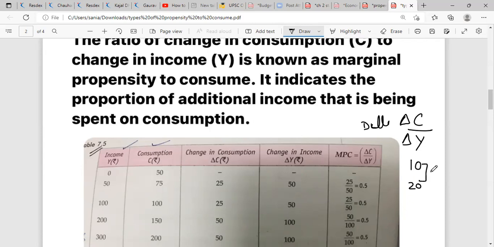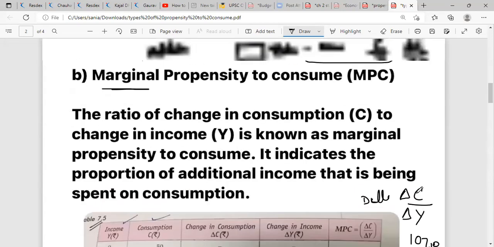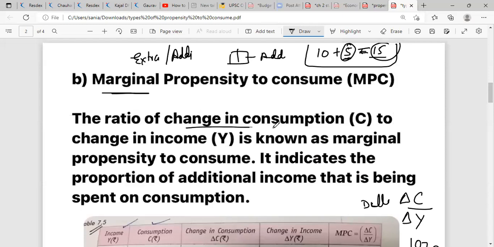So you will say, ma'am, 10 rupees. Right? Additional, you got 10 rupees. That's why your income is 20 rupees now. So this is marginal: the ratio of change in consumption to change in income. Earlier, it was only consumption and income, but here it is change in consumption and change in income. This is known as marginal propensity to consume. It indicates the proportion of additional income, meaning how much extra income you got, in order to spend more on consumption. Clear?